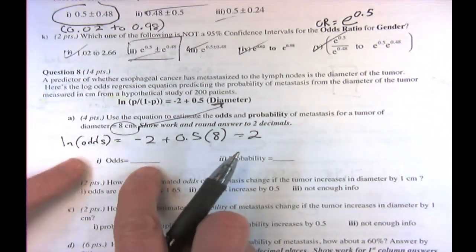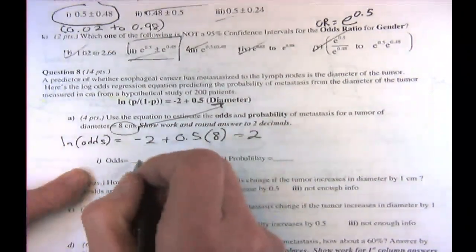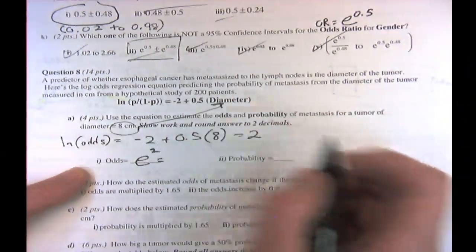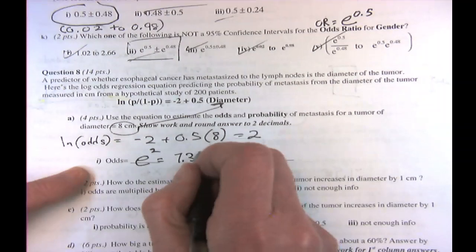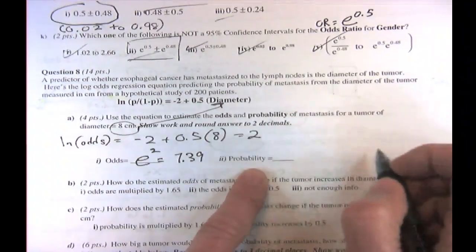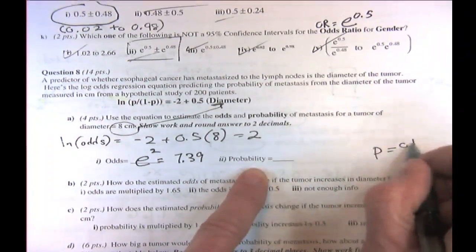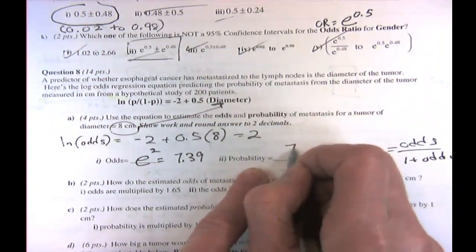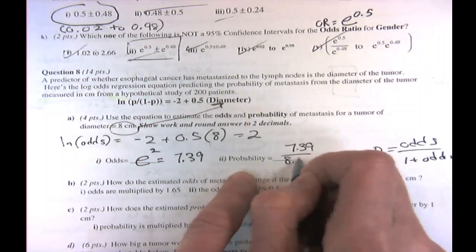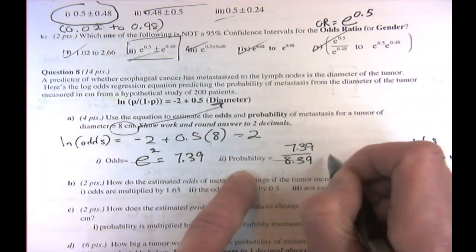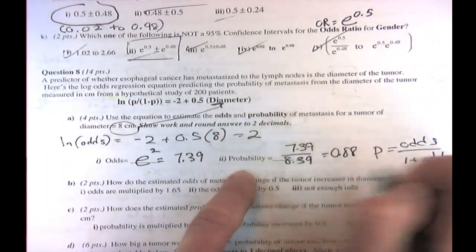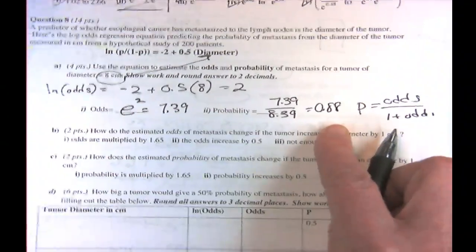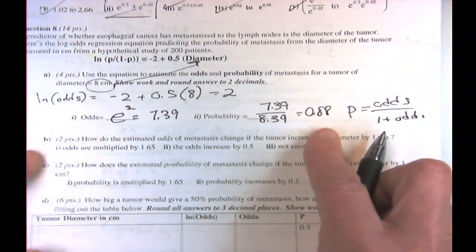Then to get the odds, we'd have to exponentiate both sides. So you get e squared is your answer. That would be the odds, and that's 7.39. And then to get your probability, remember, it's just odds over 1 plus odds. So 7.39 over 8.39, which is 0.88 or 88%. So that's a pretty big tumor and a bad probability of getting metastasis.